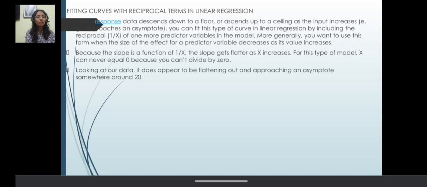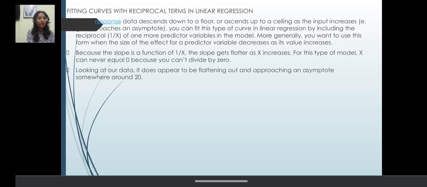Fitting curves with reciprocal terms in linear regression. Response data descends down to a floor or ascends up to a ceiling as the input increases. You can fit this type of curve in linear regression by including the reciprocal, 1 by x, of one or more predictor variables in the model. More generally, you want to use this form when the size of the effect for a predictor variable decreases as its value increases. Because the slope is a function of 1 by x, the slope gets flatter as x increases. For this type of model, x can never be equal to 0 because you can't divide by 0.